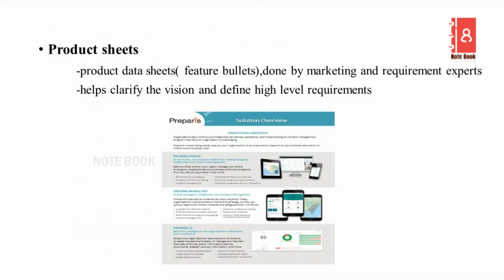Product sheets. The marketing and the requirement experts in the product company promote the early creation of a product datasheet, which includes the feature bullets, comparison, and so on. It helps to clarify the vision and define the high level requirements. Consider the figure, which is a sample picture of a product datasheet done by the marketing and requirement experts. It includes all the features and high level requirements of the product to market the product.